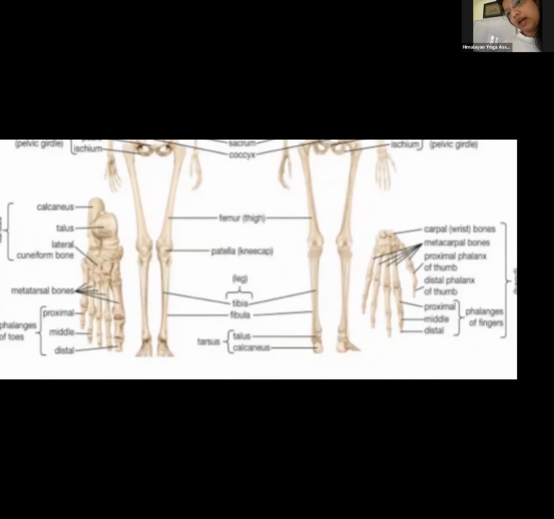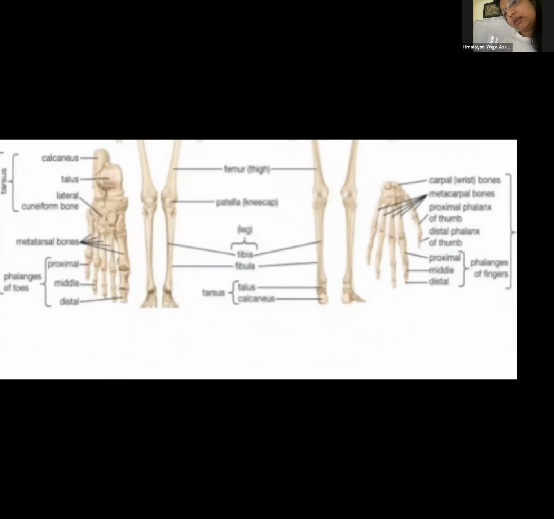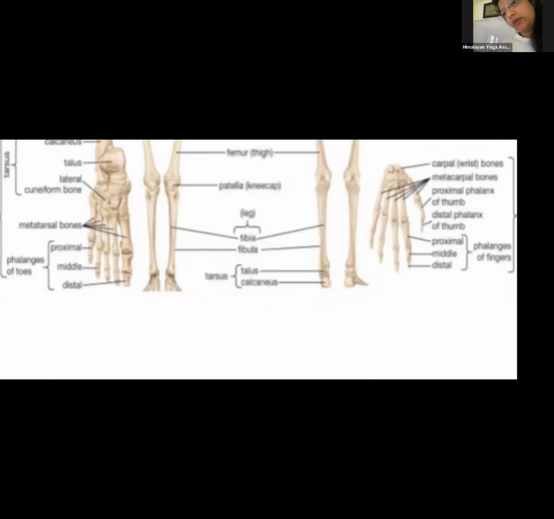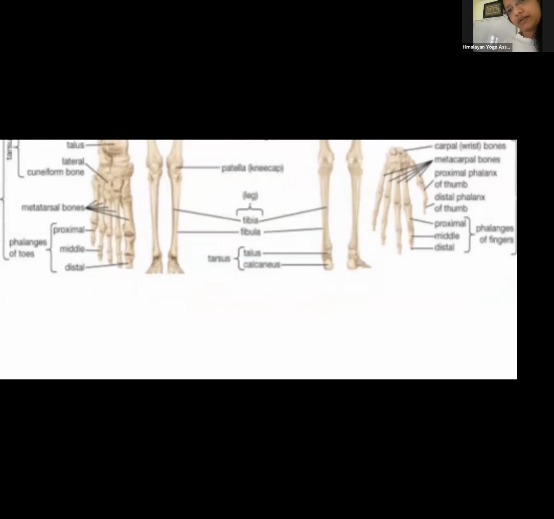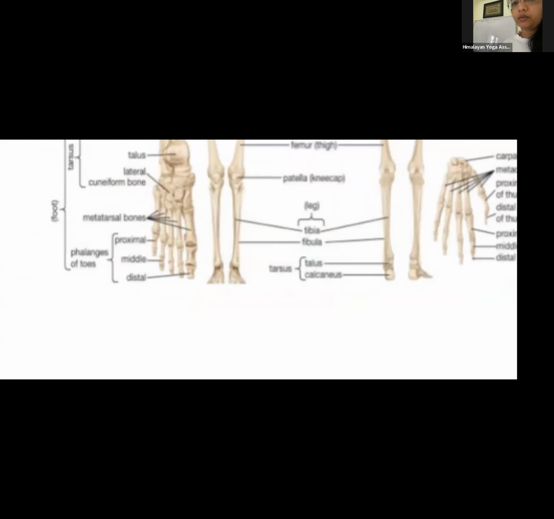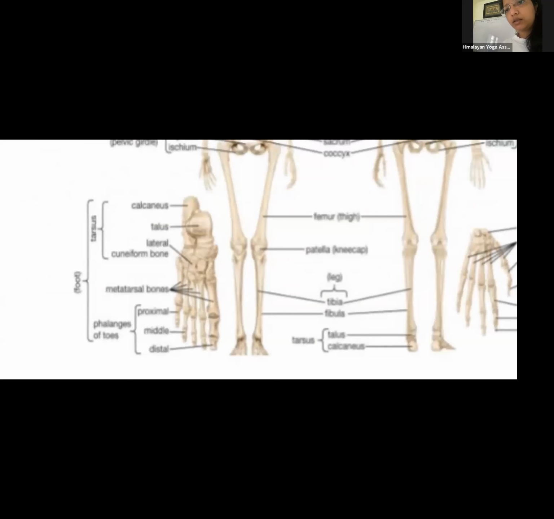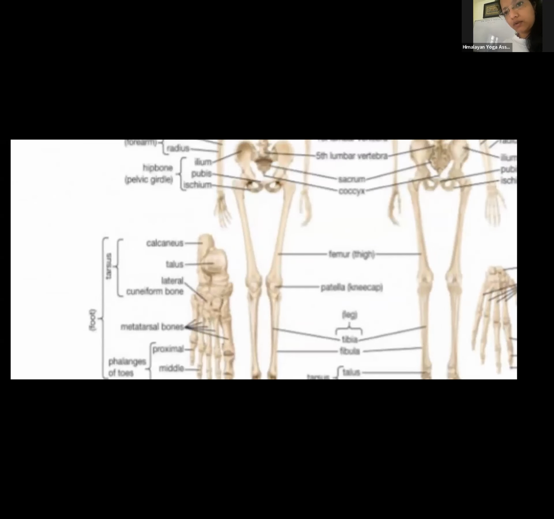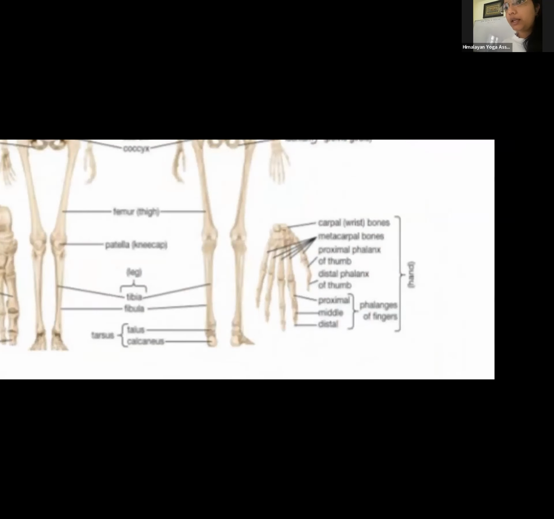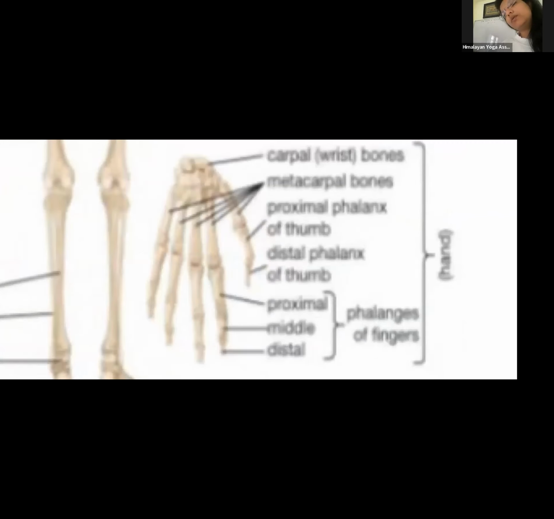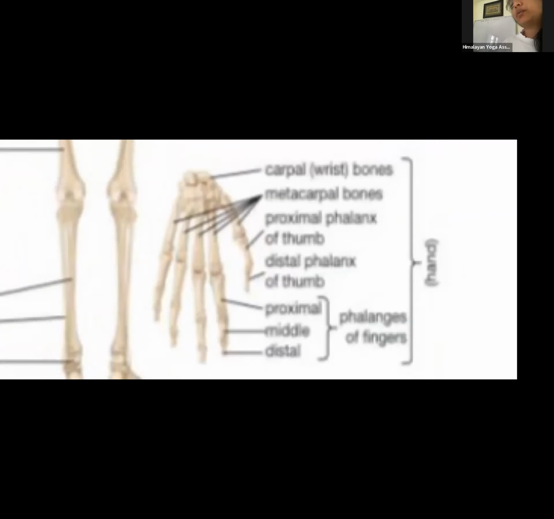That is femur, thigh, patella. Then we have tibia and fibula, and we have tarsus. Then here we have phalanges, proximal, middle, distal. Then metatarsal bones. Then we have tarsus. And in the hands also we have phalanges, distal, middle, proximal.